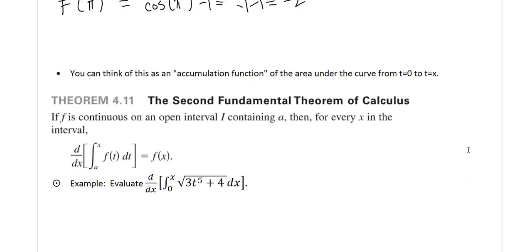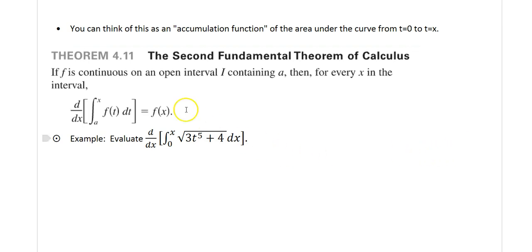So this leads us to the actual statement of the second fundamental theorem of calculus. It says if f is continuous on an open interval I containing a, then for every x in the interval, the derivative with respect to x of the integral from a to x of f of t with respect to t is equal to f of x. Now keep in mind, this t is a dummy variable. So once you actually evaluate this, you're going to get some function in terms of x.